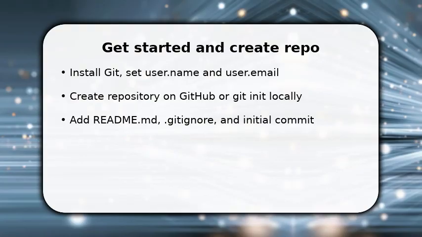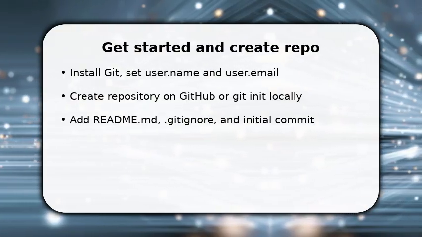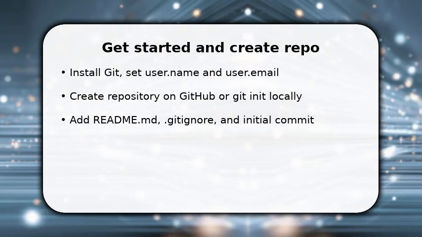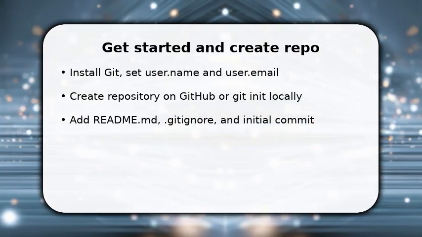Once done, stage and run git commit -m "initial commit" to capture the baseline. This gives you a clean starting point and a commit to reference for future changes.